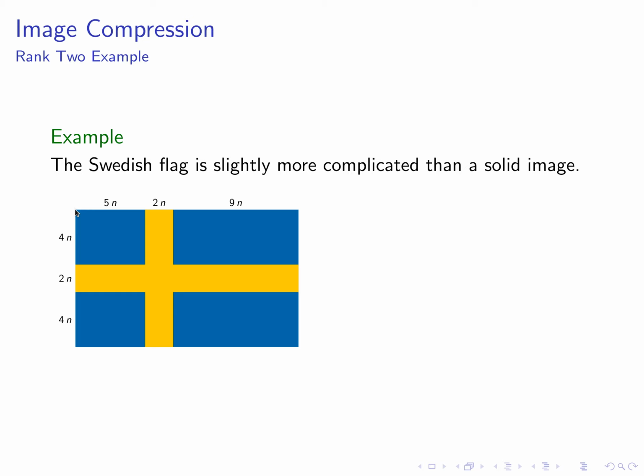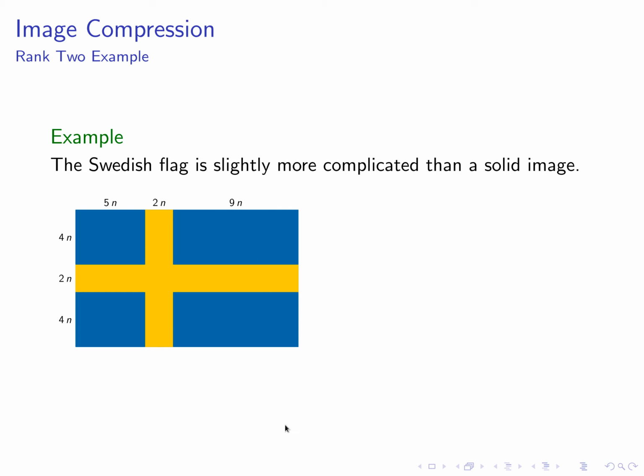If we go along the vertical here, there's a blue stripe that takes up 4 times n part of the space. Then there's this yellow stripe which takes up 2 times n part of the space. And then there's another blue stripe taking up 4 times n in proportion. In terms of the columns, in the first part, there's a 5n blue stripe that's overlapped by our horizontal yellow stripe. Then there's a 2 times n wide vertical yellow stripe. And then there's a 9n region in the horizontal space here.